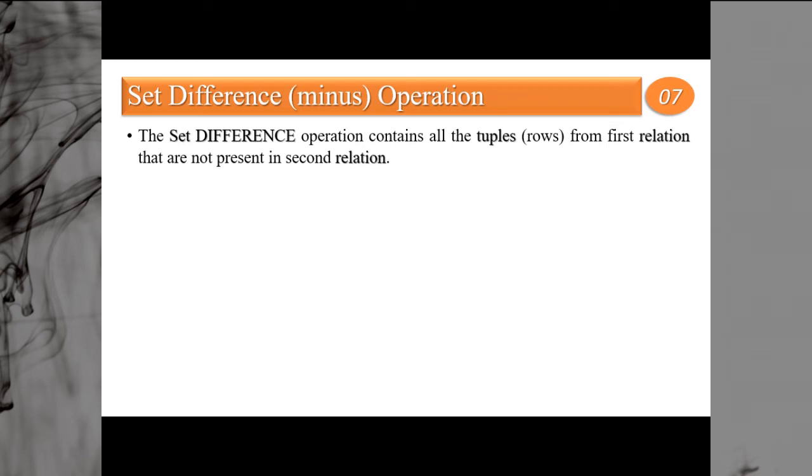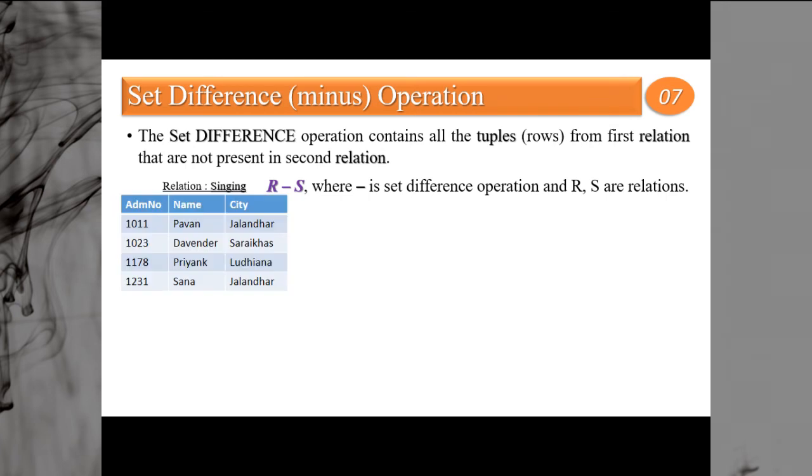Remember your class 1, class 2, how you solved these minus operations. You put 5 bars for A and you cut 3 bars from those 5 bars and count the rest of the bars which are extra. So here also, what is extra in A which is not in B, that is called the minus operation. The set difference operation contains all the tuples from the first relation that are not present in the second relation. It is represented by the hyphen or minus sign, like R minus S, where minus is the set difference operation and R and S are your relations.